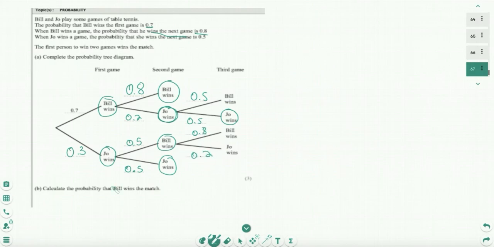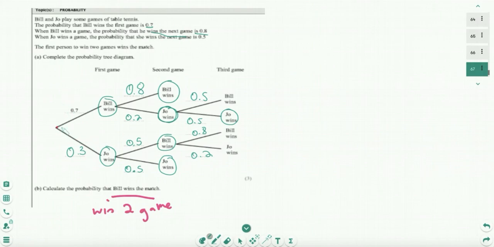Okay. The first person to win 2 games wins the match. So let's go ahead and highlight ways that Bill wins the match. In order to win the match, he has to win 2 games. So what are some ways that Bill can win 2 games?